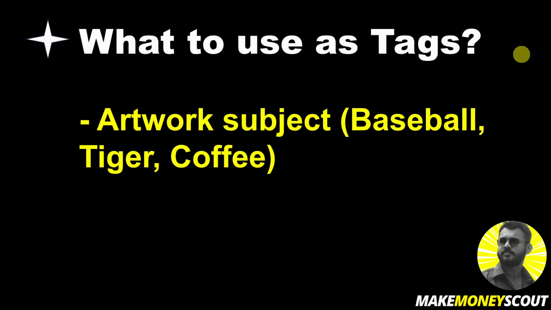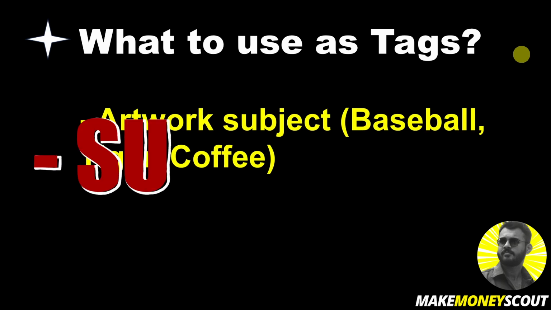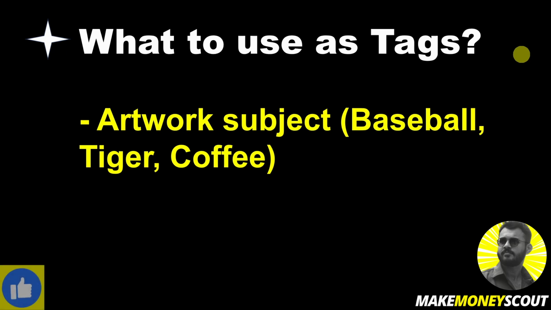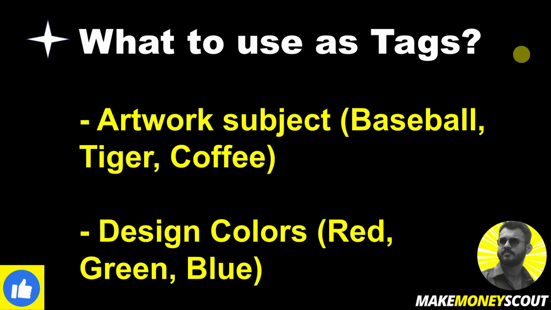The next tag that you can use is the artwork subject. For example, if your design is related to baseball, you can use the word baseball. And if it is related to coffee, then you can use the word coffee. The other words that you can use are the design colors. For example, if your design contains the color red, then you can write red as a tag. And if it contains green or blue, then you can write green or blue as a tag.